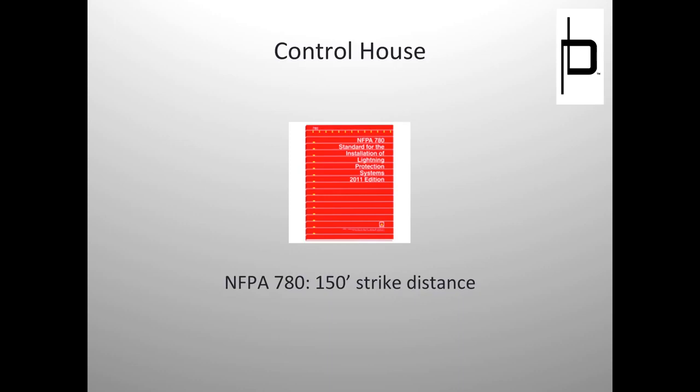There's a handful of exceptions to this 150-foot strike distance. They're special case buildings, like if you're housing ammunition or a lot of explosives. You may not be willing to accept the failure rate associated with a 150-foot strike. That may be more dangerous. So they actually reduce your strike distance down to 100 feet for those special case buildings. But for most buildings, use a 150-foot strike distance.